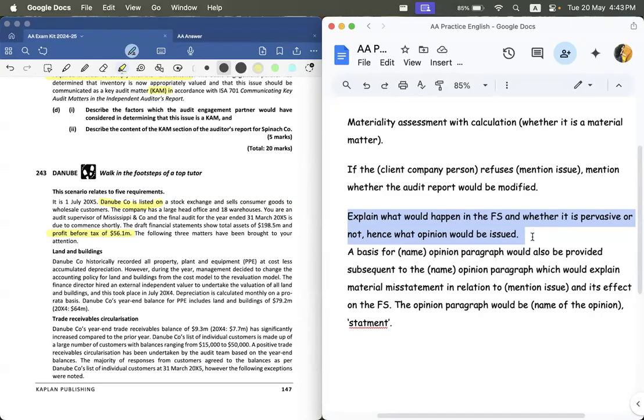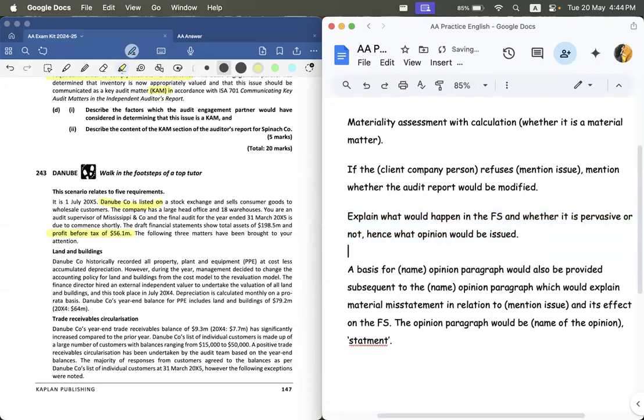Clear? Remember, if it is material and pervasive, it would be an adverse report, right? If it is material but not pervasive, a qualified report, right? If you can't find the evidence, then what would it be? Tell me. Disclaimer report. Disclaimer of opinion. Understood? Okay.